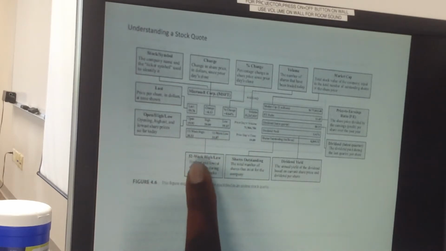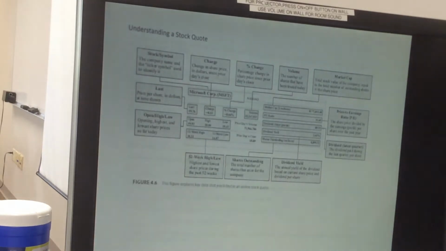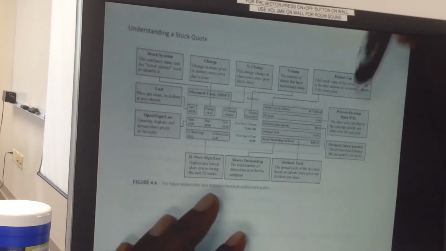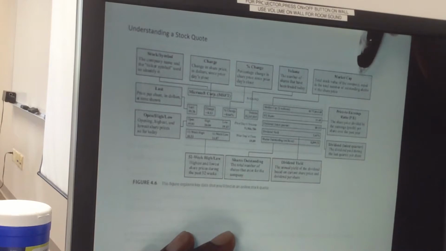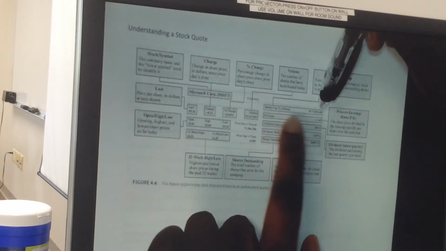And here is a 52-week high low. That's the highest and the lowest share prices during the past 52 weeks. Now on the right side is the market cap. That would be this right here in millions of dollars.